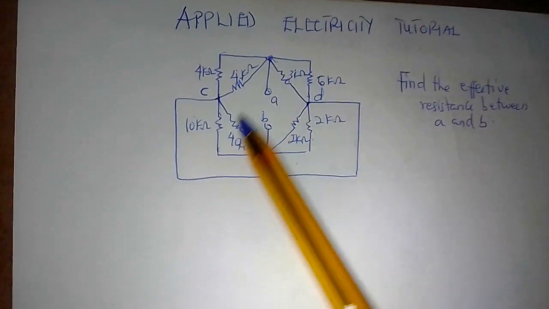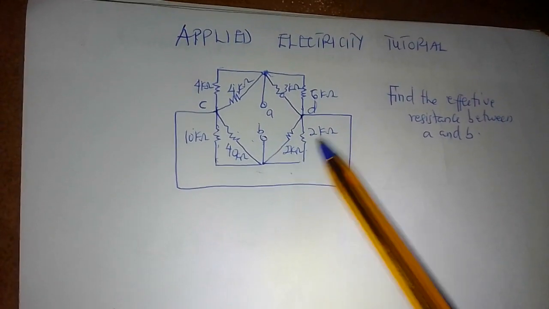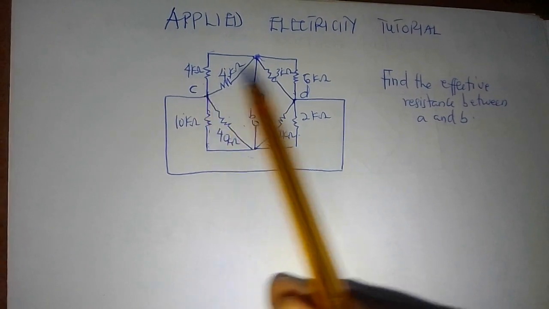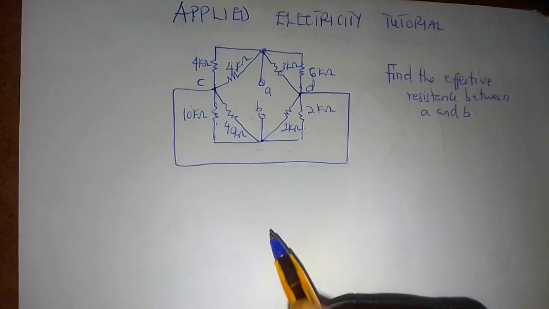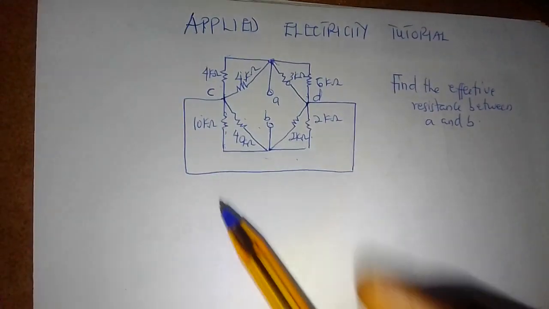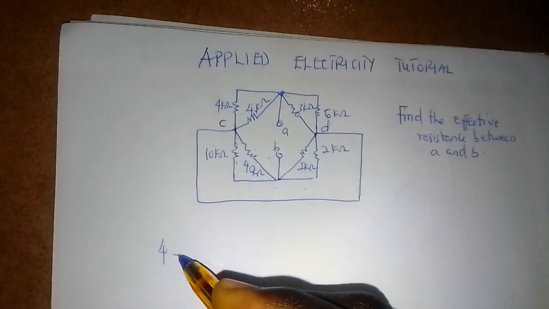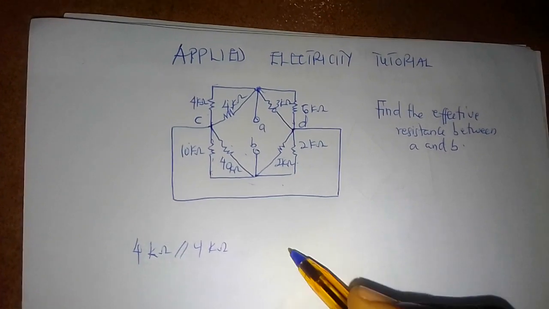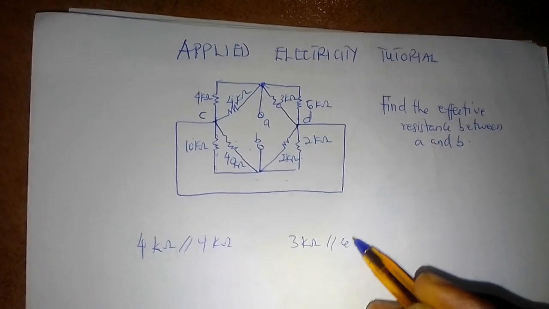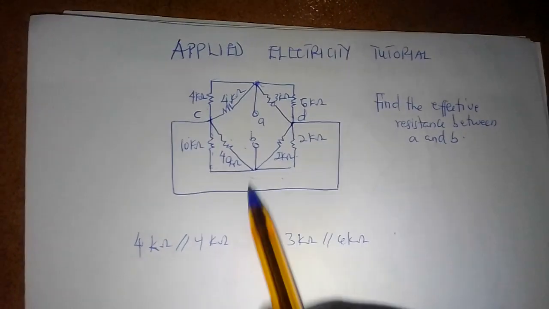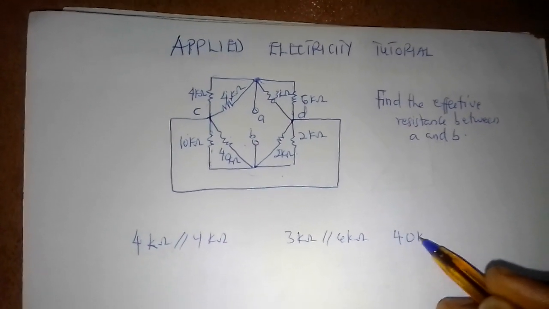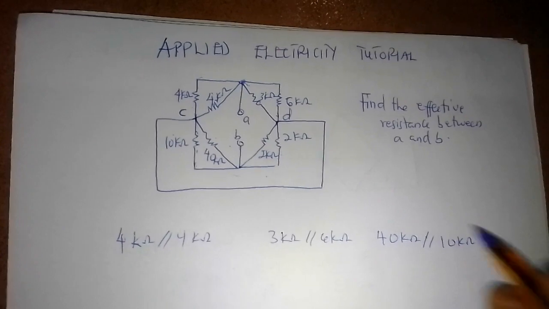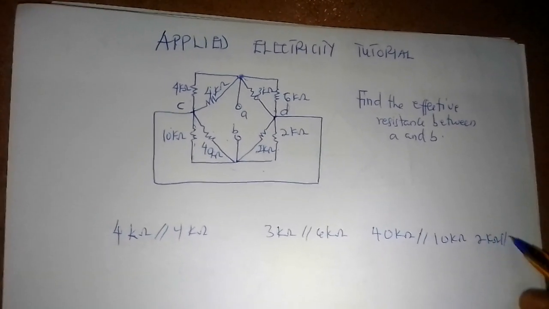The same applies to this and this, as well as this and this and this and this. So now let's see how we're going to solve this problem by removing all these from there. You know that 4 and 4 are in parallel, so we write 4 kilo ohms in parallel with 4 kilo ohms. That is the first one. 3 kilo ohms in parallel with 6 kilo ohms. Then we have 40 kilo ohms in parallel with 10 kilo ohms. Then finally, we have 2 kilo ohms in parallel with 2 kilo ohms.